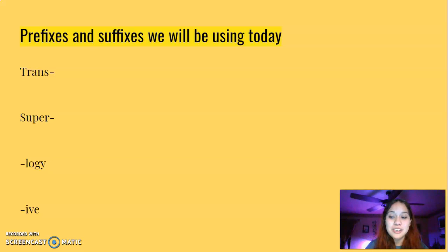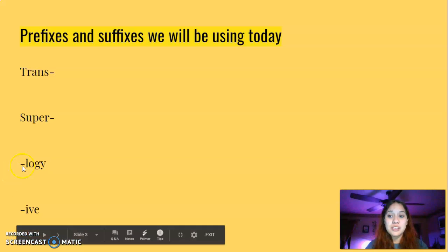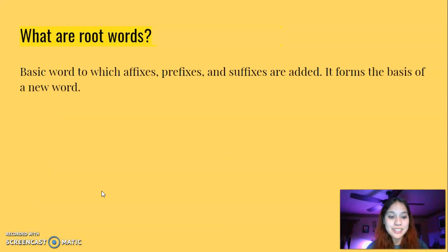Okay, and we're also going to be using ive. Let's see who could tell me a word that ends with ive, like creative, inventive. Yeah, good job. You guys are doing great. So these are the two prefixes we're going to be using in class today, and these are the two suffixes that we will also be discussing and creating words with and adding to our explosive booklet.